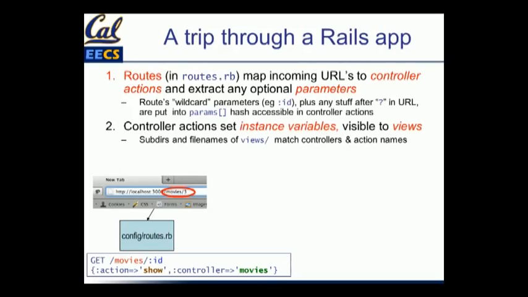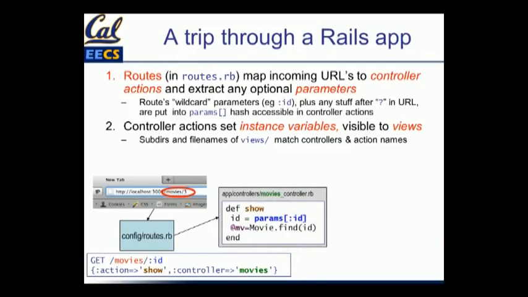And as we'll see, the way the views are arranged is that their subdirectories and file names match the action names and the controller names, so it's easy to remember. So in this case, what does that mean? Here's what our controller method might look like. Again, I've used color to indicate that the part of the route that indicates the action, that's what the controller method name is.